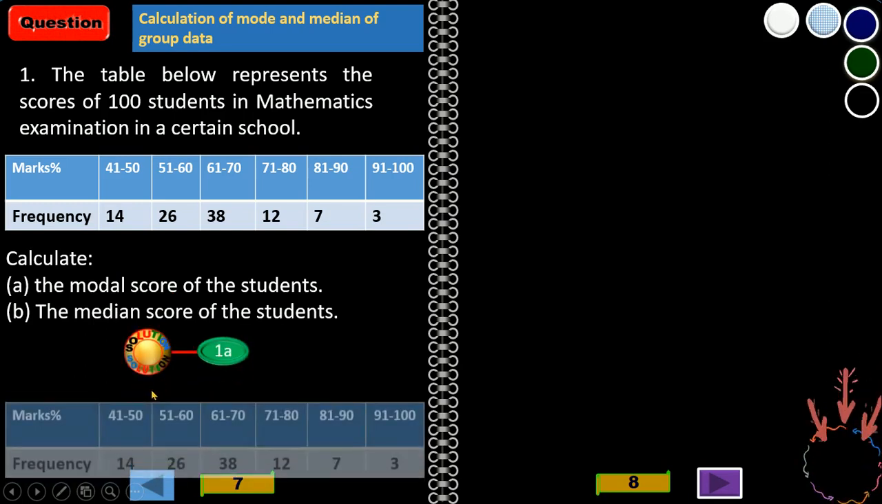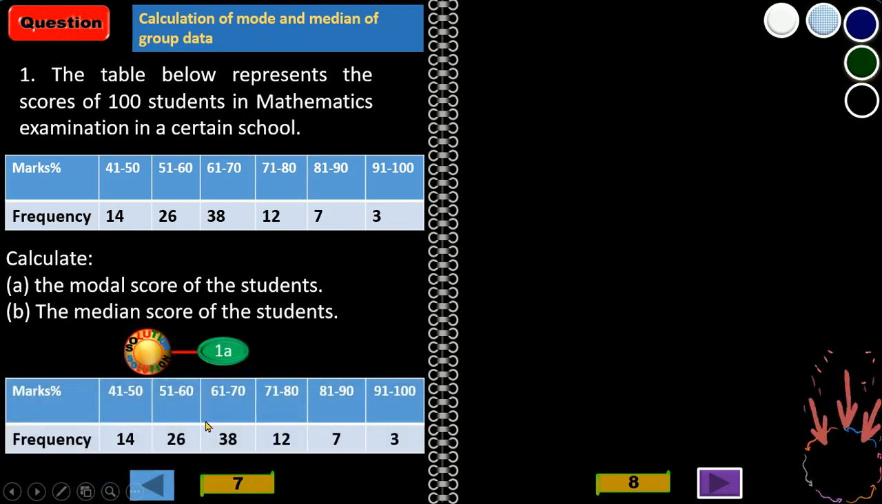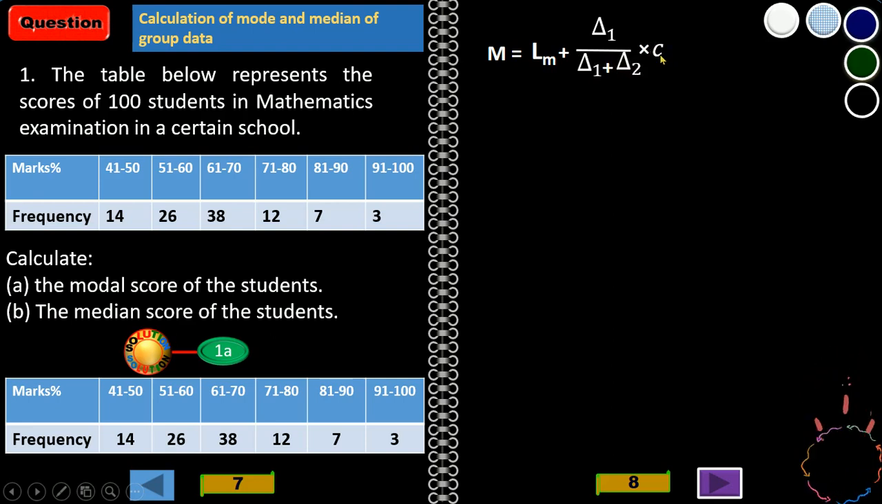We are going to bring back the table to enable us to do the calculation. So we have the table now. Then we're going to write down the formula. Mode is given by this, divided by delta 2, multiplied by the class size. Already we have explained what this stands for.